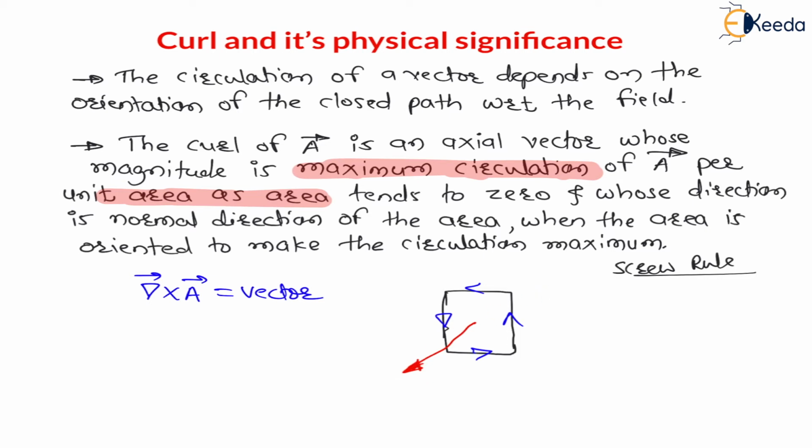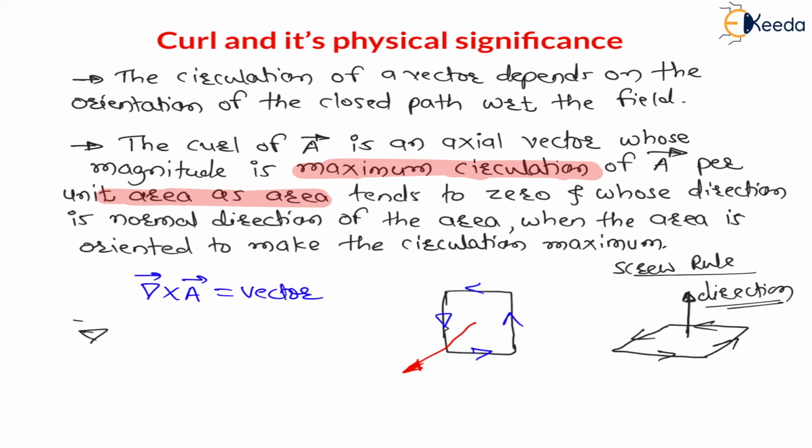Similarly, let us say the area is like this, a horizontal plane. This is my horizontal plane, and if the rotation is like this, anti-clockwise, right? Now screw rule. As the rotation is anti-clockwise, this curl vector will come outside. This will be the direction of the curl vector. Direction, right? Magnitude, how to find? Already we have seen.